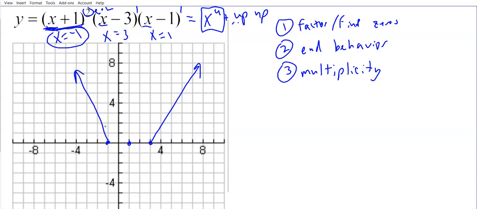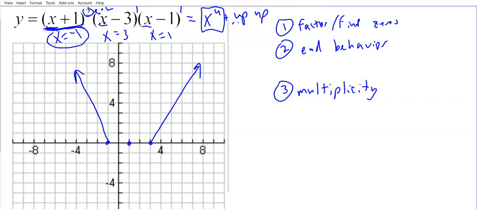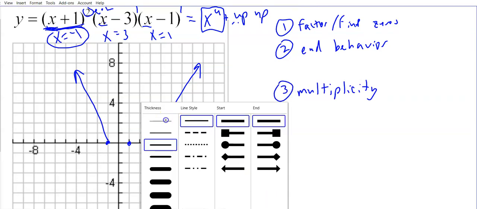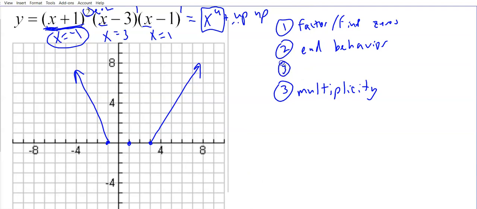Well, I'll tell you what I'm going to do. I'm going to make this step 4 here. It's really first get the intercepts here. So step 3, step 4 would be multiplicity. So let's get the intercepts. To find the intercepts, you're going to set x equals 0 or y equals 0. We already found the x-intercepts. That's done. To find the y-intercept, you're going to plug in x equals 0.